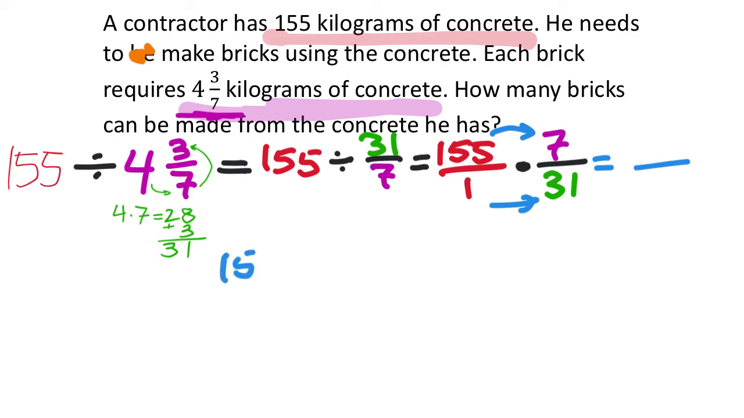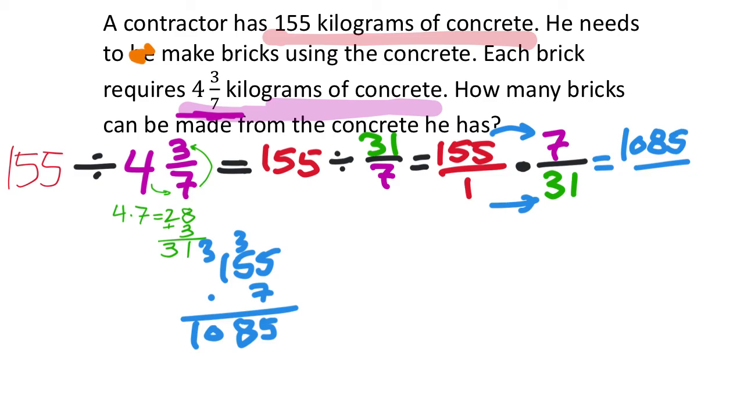So I'm going to multiply my numerators and denominators. So what do I get? 155 times 7. Let's see. 7 times 5 is 35. Carry the 3. 7 times 5 is 35, but add the 3 is 38, so I'll carry that 3. 7 times 1 is 7, but add the 3 is 10. There we go. So my new numerator is 1,085, and 1 times 31 in the denominator is 31.